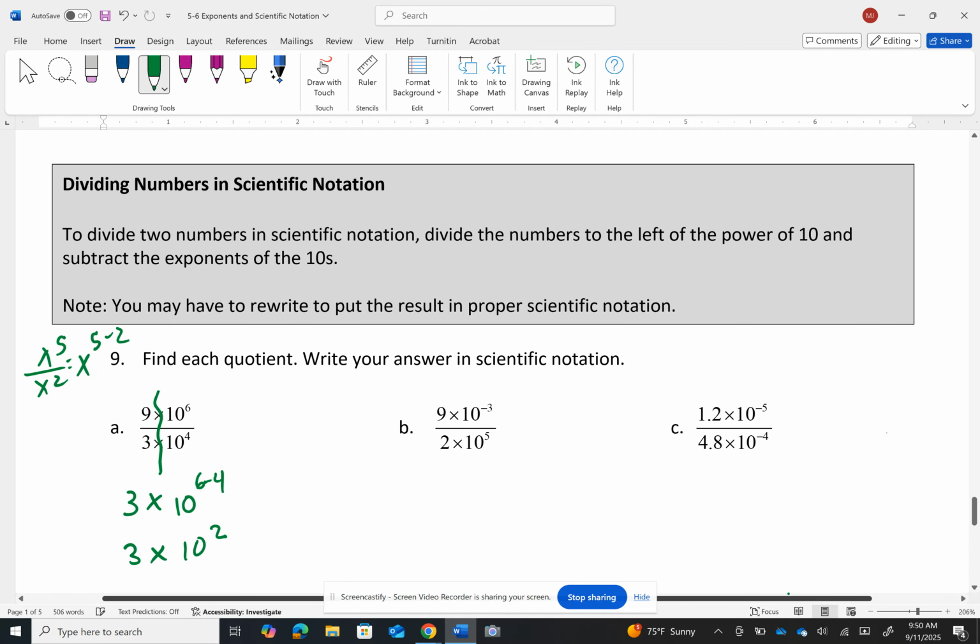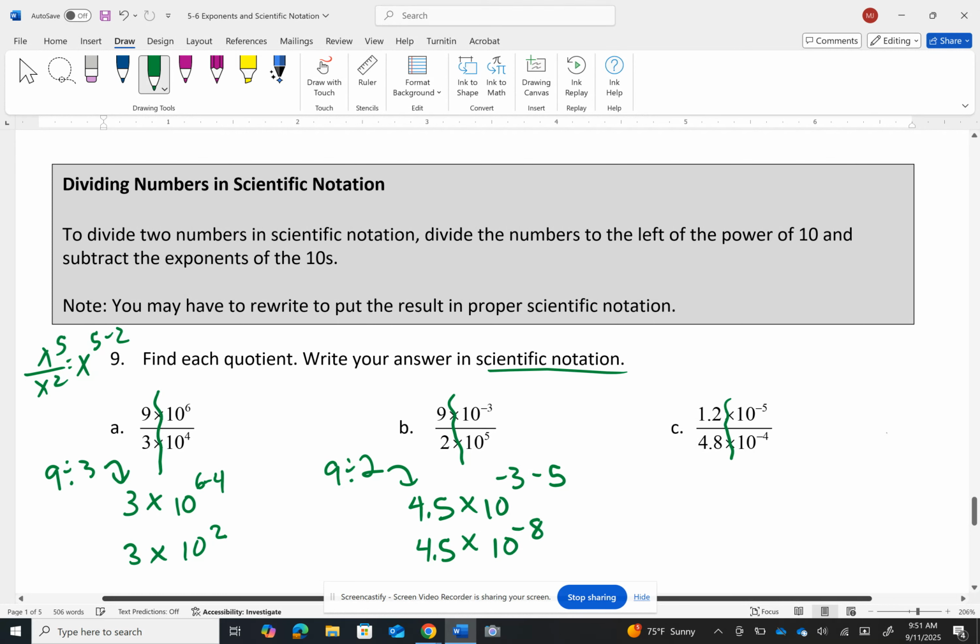And so that one would be 3 times 10 to the 2nd. Pay attention on homework how they want the final answer. This one wants the final answer in scientific notation. Okay, so let's do that here. So 9 divided by 2. I did 9 divided by 3 and got 3. 9 divided by 2 would be 4.5. And then I would take the negative 3, the top exponent, and subtract the bottom one. So it's 4.5 times 10 to the negative 8th power.